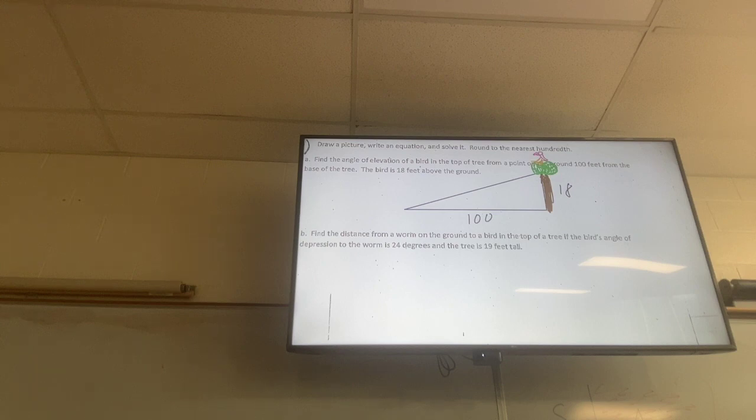And we want what angle? Which angle here is my angle of elevation? It's always on the bottom, even for depression as well. We've got to find that angle.